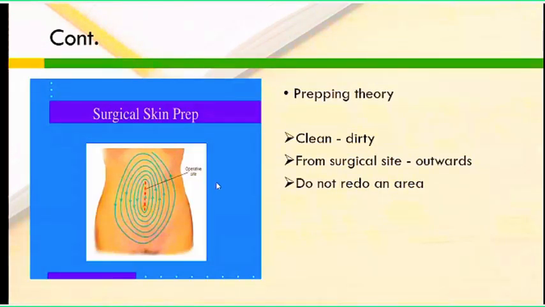This is a slide that is basically illustrating how skin is prepared for surgery. So there are three prepping theories. One is cleaning from a clean site to a dirty site. So you move from a clean area to a dirty site. Another is cleaning from the surgical site outwards. So you move from the surgical site outwards. Then do not redo an area. So you do not go back to the area which you had cleaned.